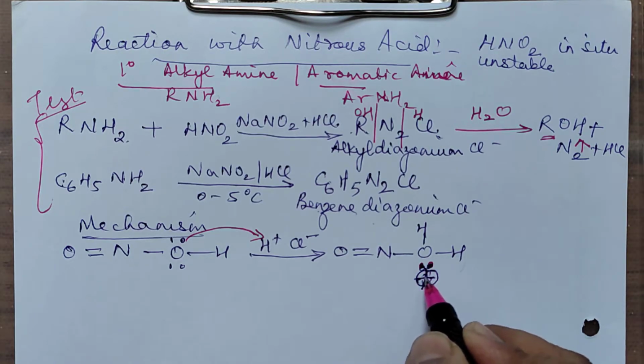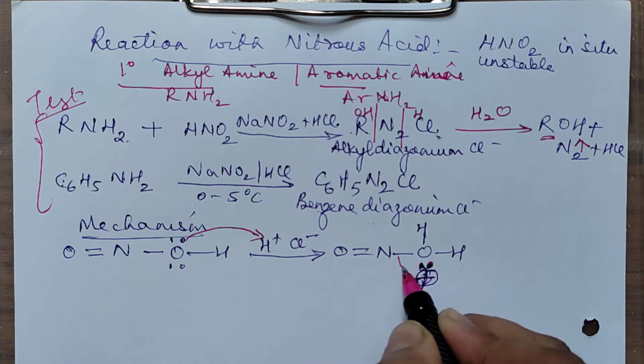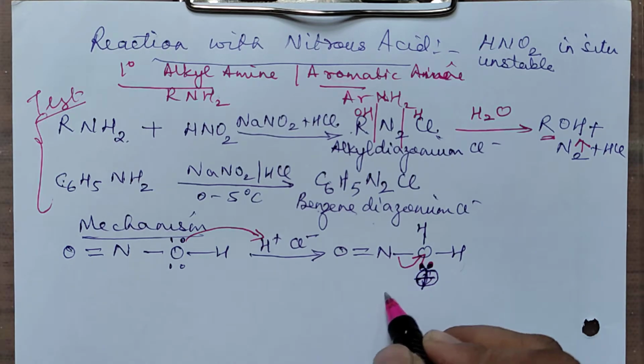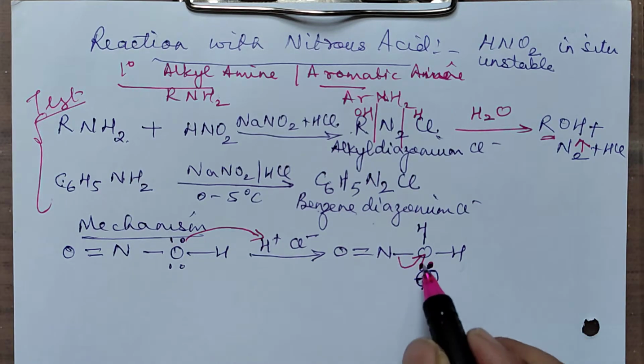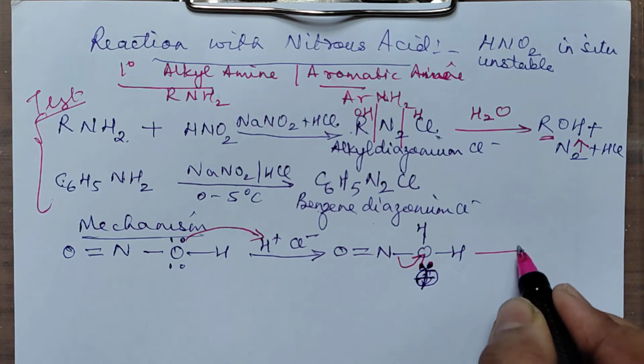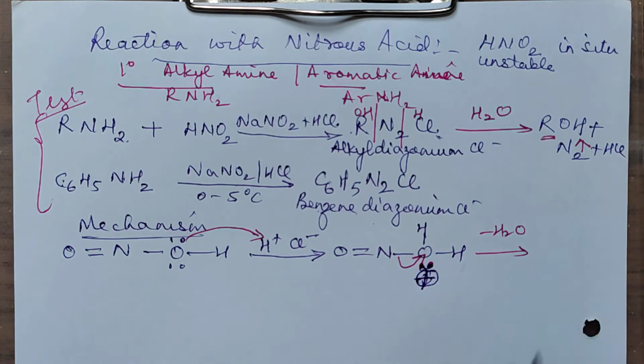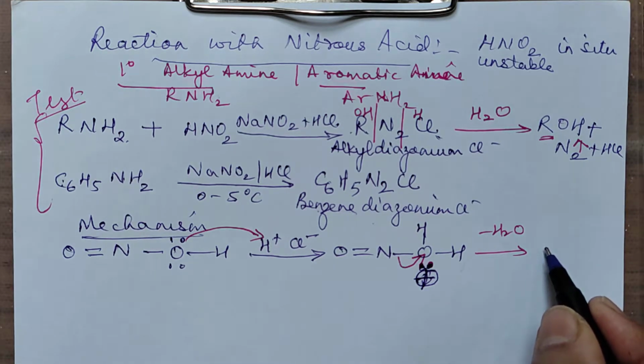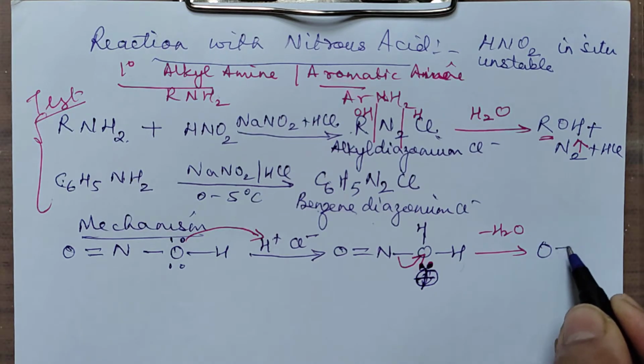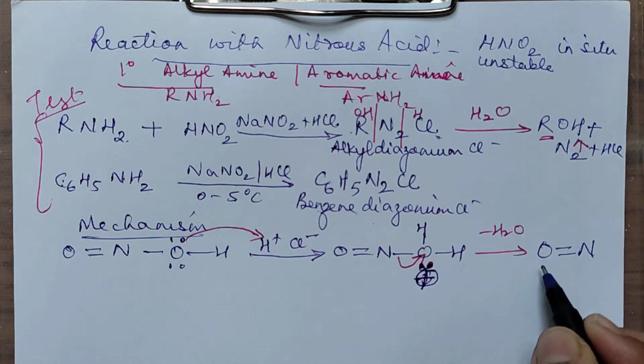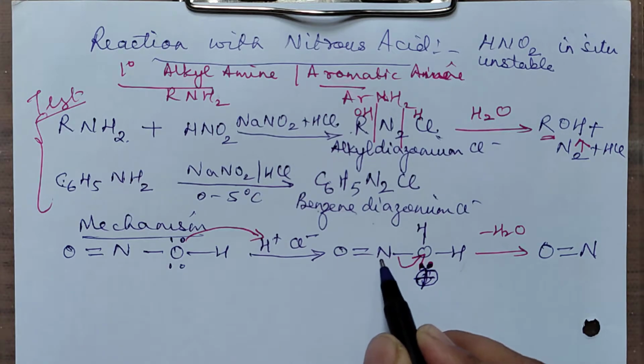So when oxygen is getting a positive charge, it will try to take the electron from the neighboring atom. So when this goes here, this part will now come out as water. So on the arrow, what will you write? Water molecule is eliminated. So what is formed here? Let me write it down here. There is space, O, N, right? This is O, N, right?